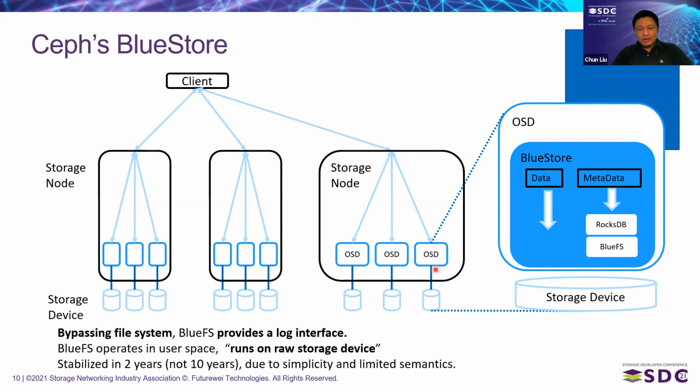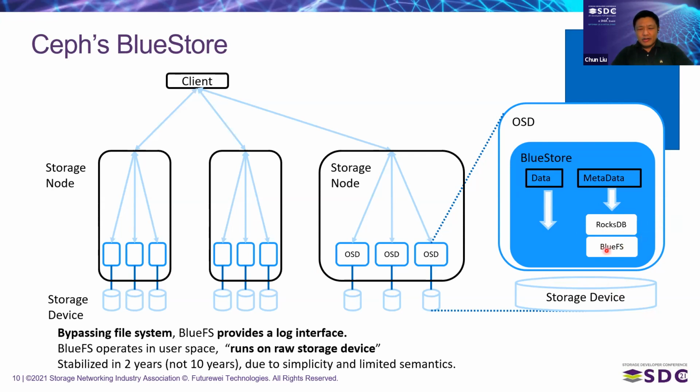With BlueStore, the OSD works directly on raw devices, bypassing the file system. The metadata is managed by RocksDB. RocksDB uses logs for store abstractions. That's quite different from the raw storage device, which provides the block interface. What do they do then?